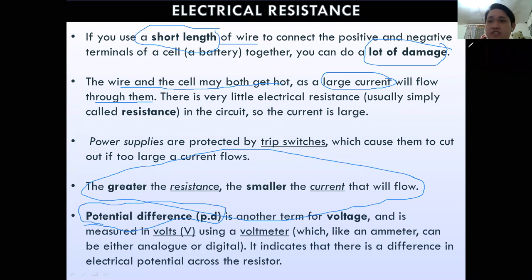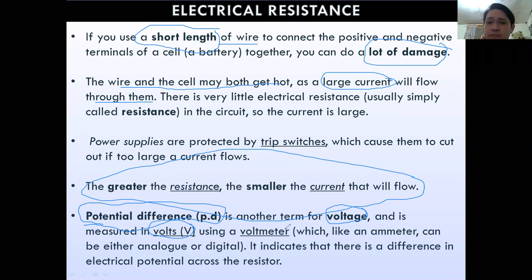What is potential difference or PD? It is another term for voltage. So if you encounter the words potential difference or PD, it is another way of saying voltage, and it is measured in volts, or V.